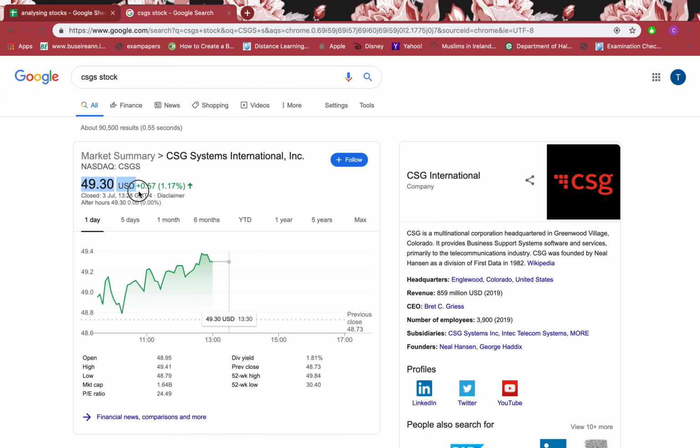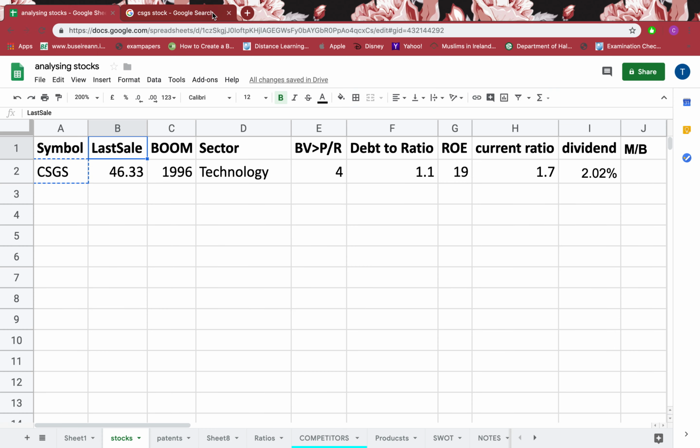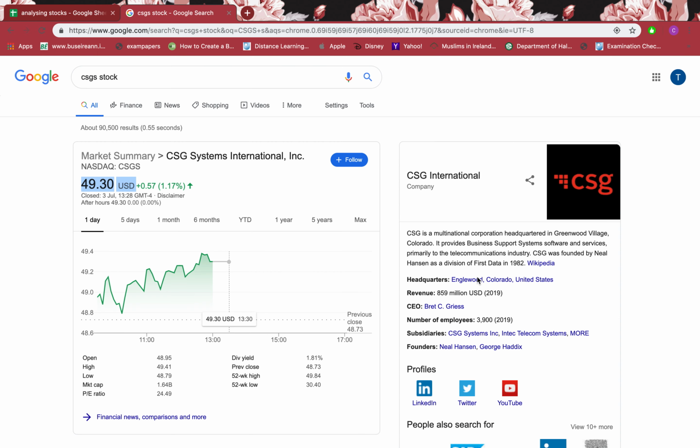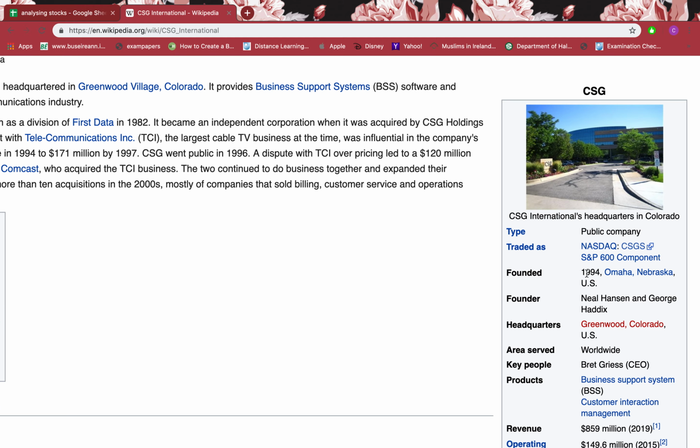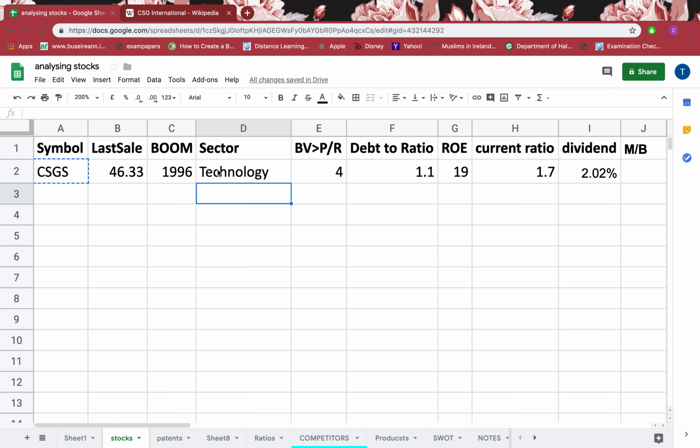It's $49.30 US dollars. That's the currency. And if I want to know when this firm was founded, I can just look from Wikipedia, and you can see this box, which is very helpful, and you can see founded in 1994. Okay, and then I'll show you the sector later on.